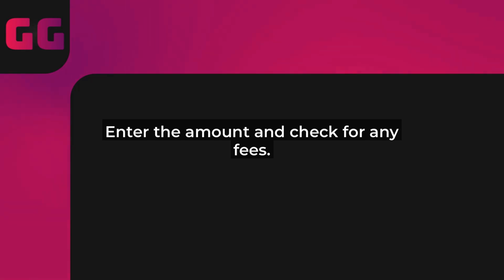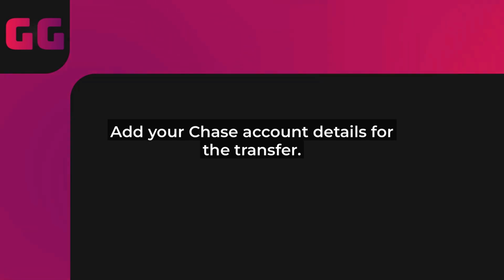Step 3. Add your Chase account details. You'll need your Chase account number and routing number, which you can find in your Chase app or online banking. Double-check these to avoid any delays or errors. Remitly might ask for verification, like a one-time code sent to your email or phone.